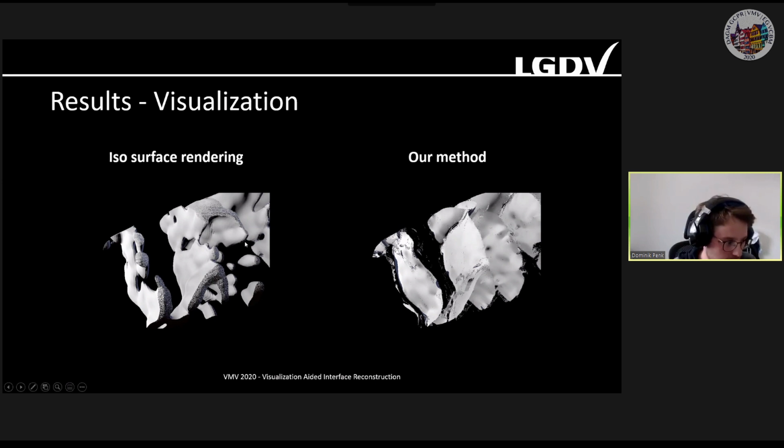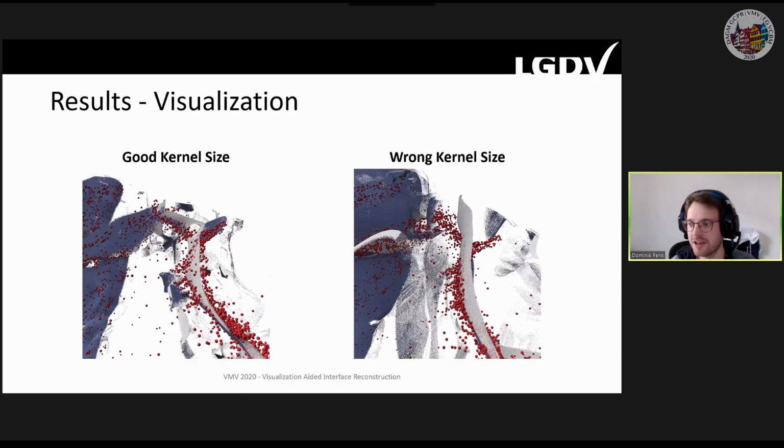I hope you see my mouse, but there are some holes in the result here on the left-hand side. Our method, on the other hand, generates nice thin surfaces, and there are no holes in there. Only at the fringes of the actual measurement data, there are some artifacts. But of course, we're not perfect. There is one parameter you have to tweak very well to get a nice result, and this is the kernel size for density estimation.